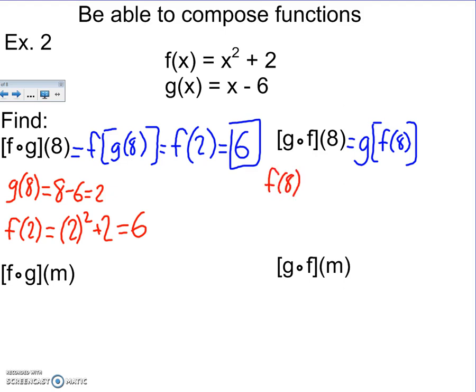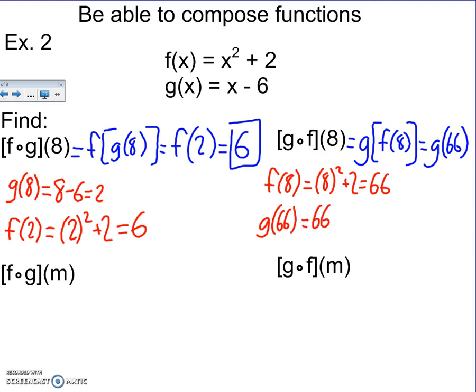F of 8. So go to equation f, the top one, plug in 8. That's 8 squared plus 2. 64 plus 2 is 66. It's a big number, that's okay. So this turns into g of 66. So now I have to go to equation g, plug in 66. So that's going to be 66 minus 6. That gives me 60. So this answer right here equals 60.